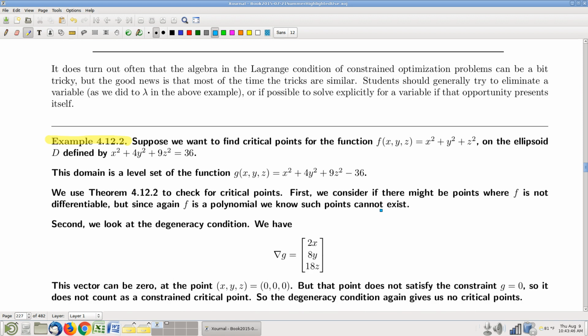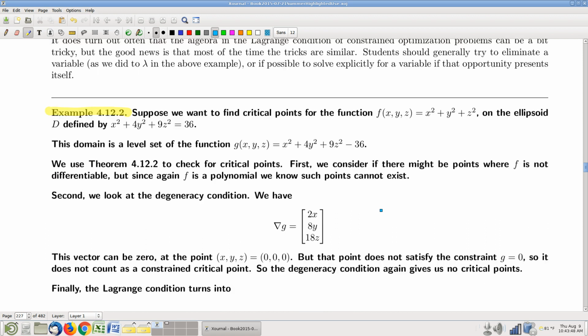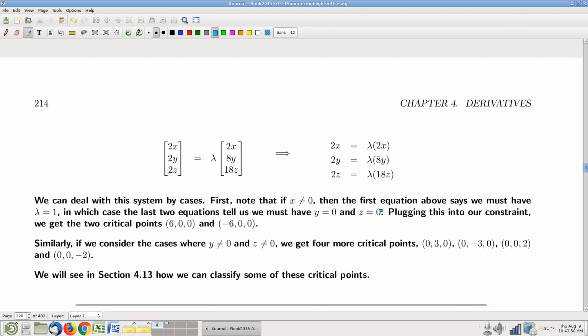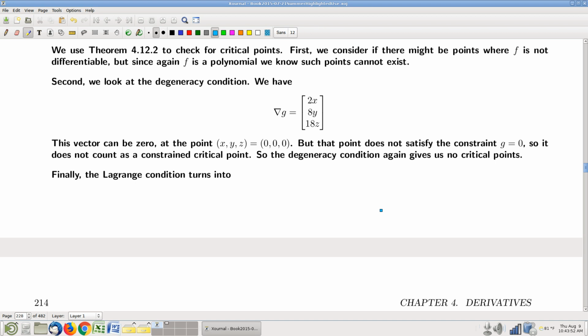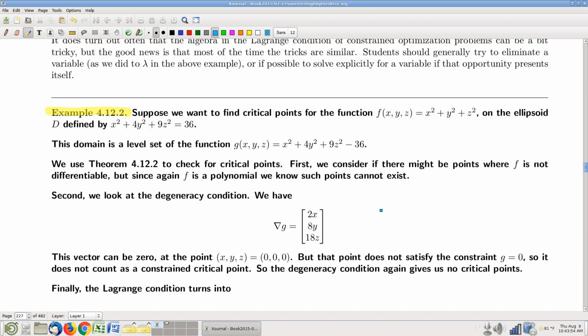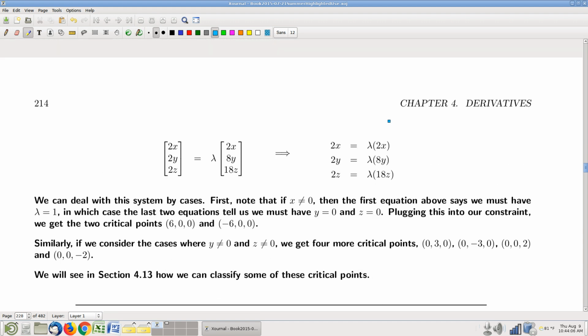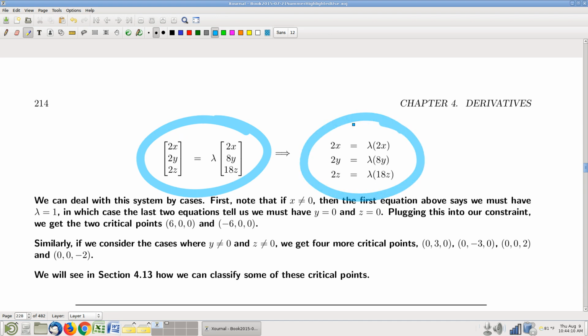Okay. I want to show you one last one, just because the algebra works out in an interesting way, and I'm going to go fairly quickly through this because I see we are very short on time. I have 1 minute. Okay, so let me just go straight down to the Lagrange equation. There are no degenerate critical points, no differentiability critical points. Here's your Lagrange equation. Here are the 3 corresponding equations.